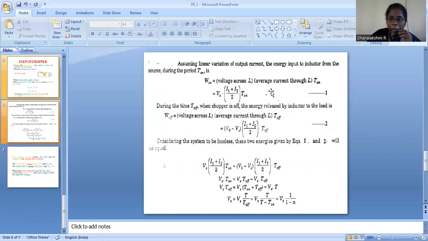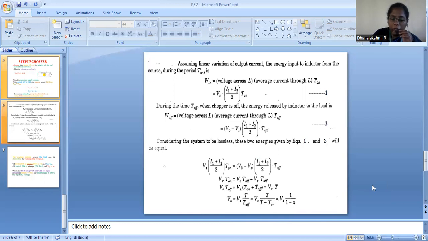And this is the derivation part we have. We find the average voltage across the inductor during the on period and off period and equate those two. Finally, we get our output voltage V naught as 1 by 1 minus alpha into Vs. This is the output voltage equation of a step-up chopper. So V naught equals Vs into 1 by 1 minus alpha.